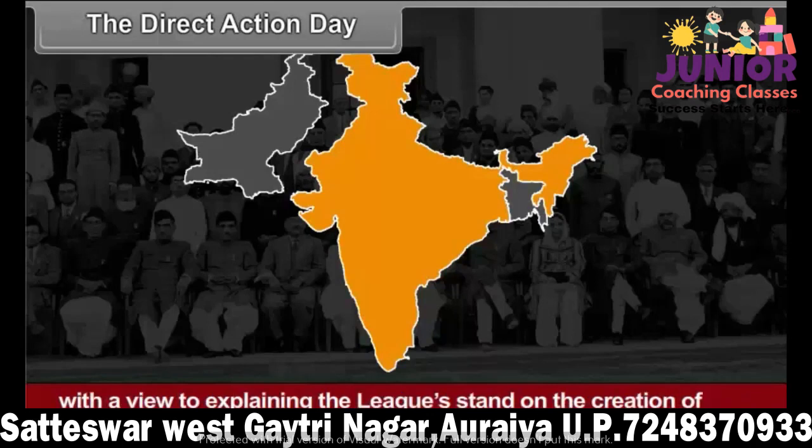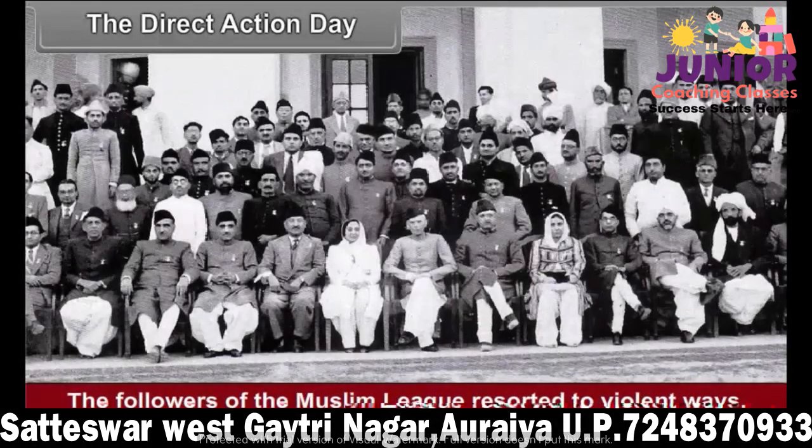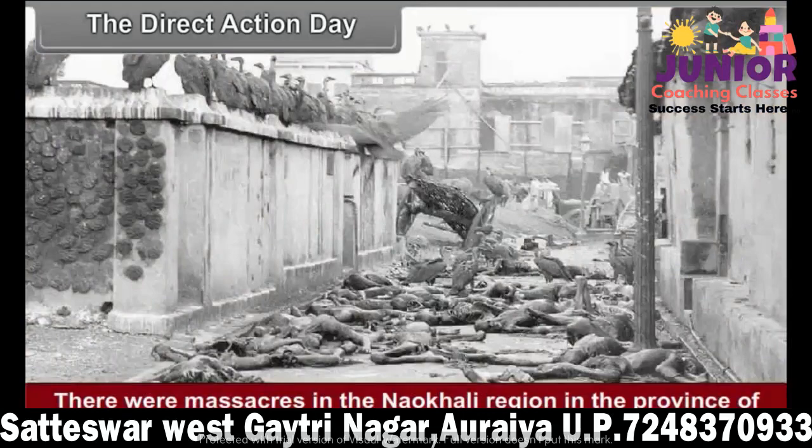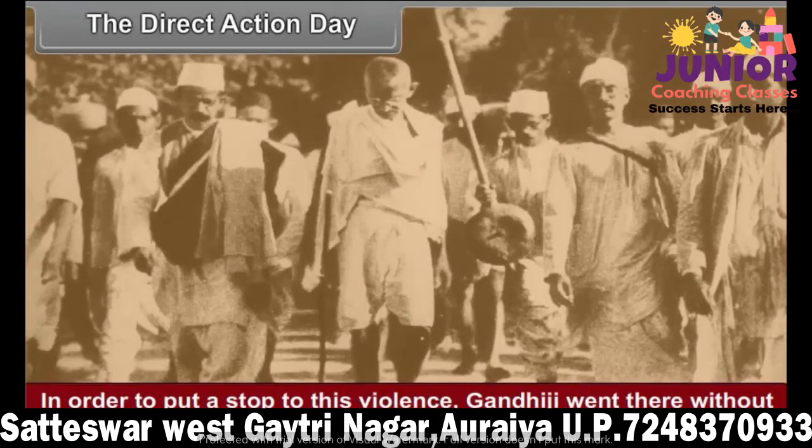The followers of the Muslim League resorted to violent ways. There were Hindu-Muslim riots all over the country. There were massacres in the Noakhali region in the province of Bengal. In order to put a stop to this violence, Gandhiji went there without giving a thought to his own life. He strove hard to establish peace there.